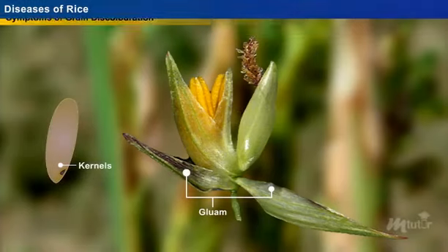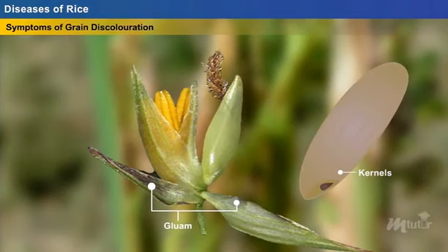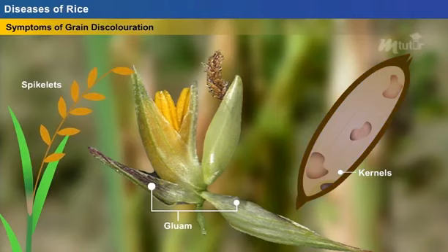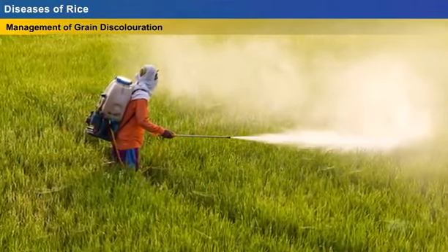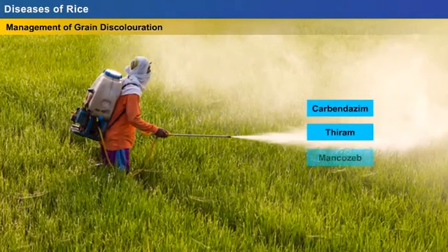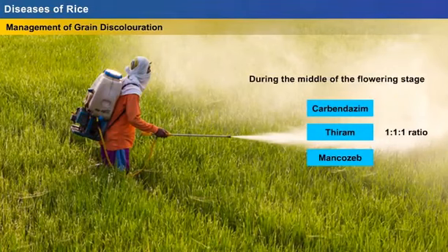Symptoms of grain discoloration: darkening of glumes or spikelets to brown or black in color, and appearance of dark brown or black spots on the grains. Grain discoloration can be prevented by spraying carbendazim, thiram, and mancozeb at a 1:1:1 ratio during the middle of the flowering stage.